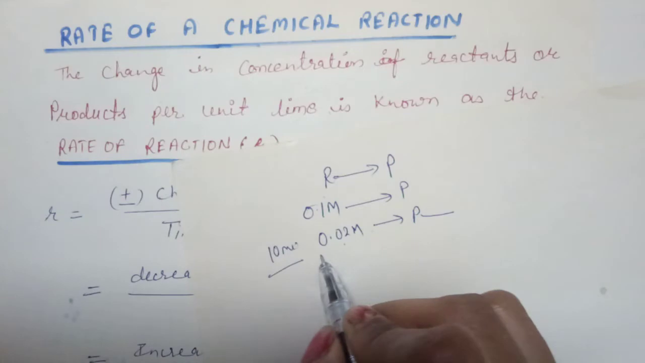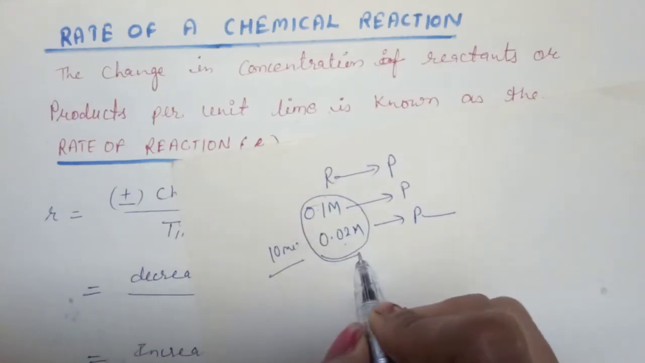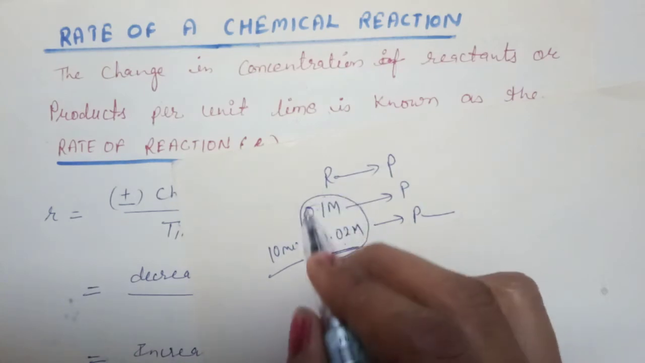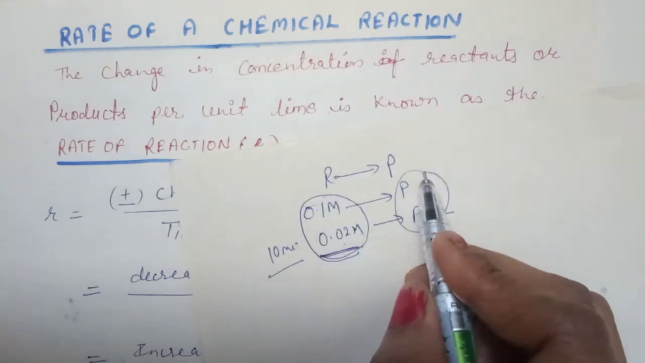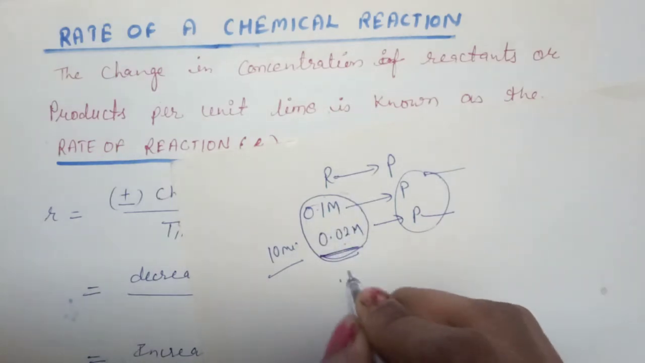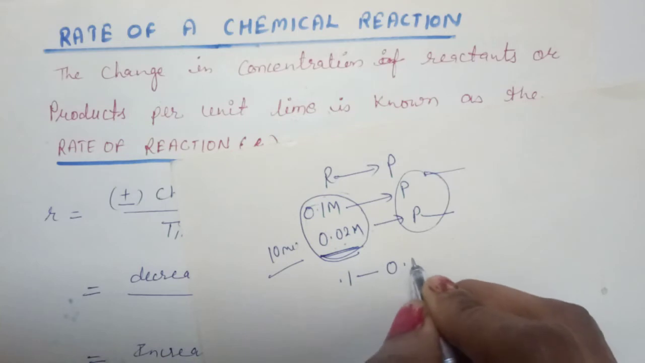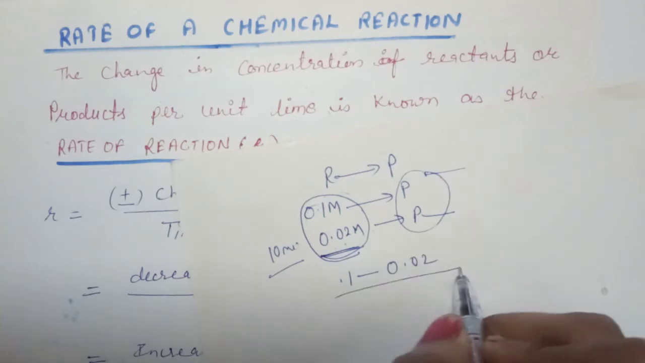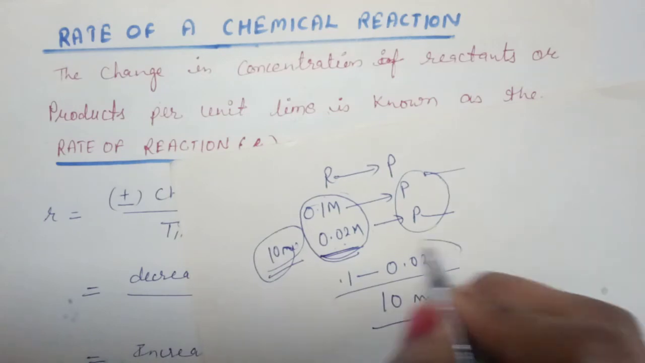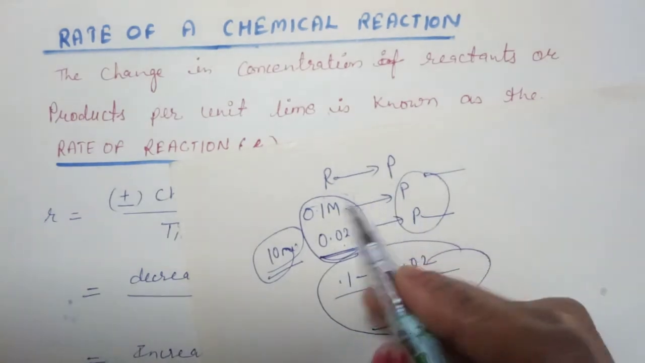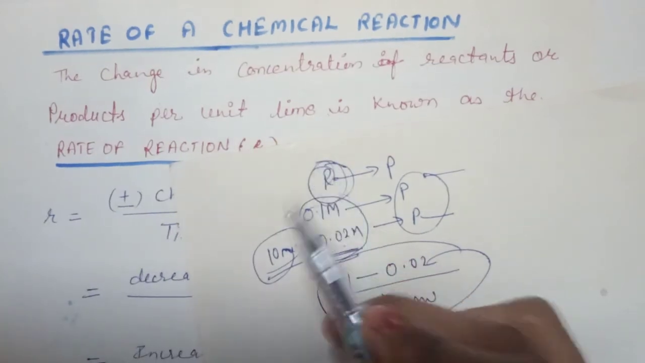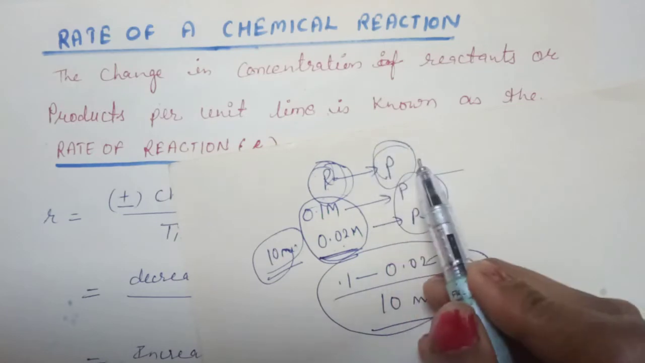So the rate of reaction of this reaction will be the change in concentration of reactant. There is no concentration given for the product. The change in reactant means 0.1 minus 0.02, and this is the change in 10 minutes, so upon 10 minutes. This will be the rate of reaction. The rate of reaction is represented by the change in concentration of reactant or the change in concentration of product.